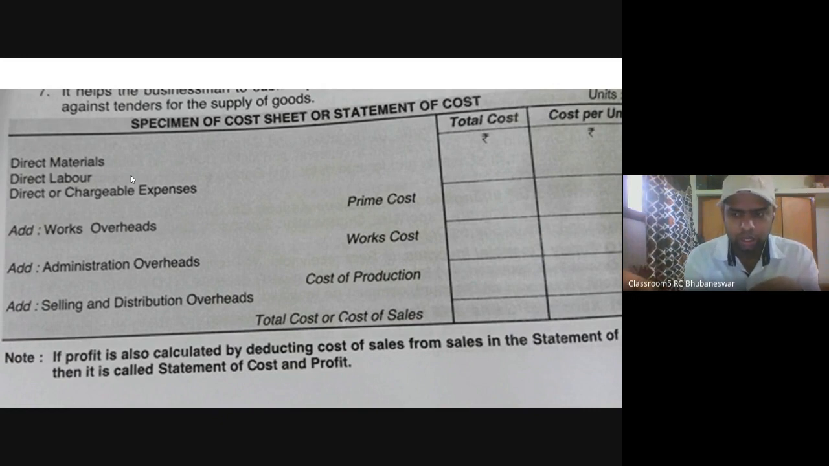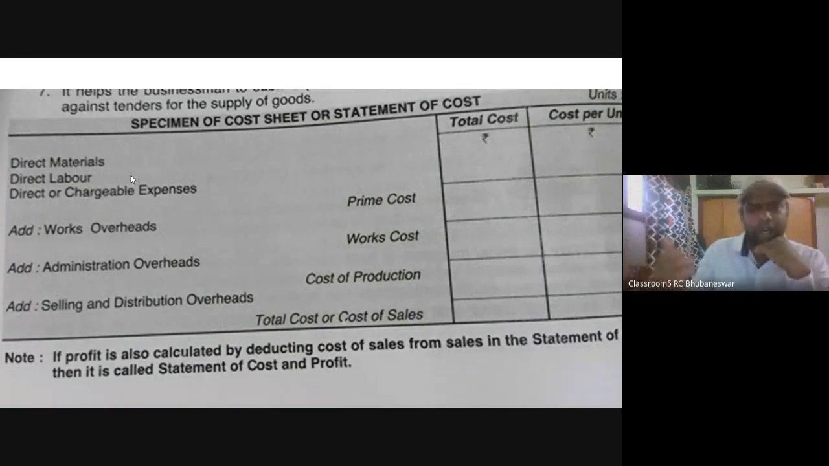It can have its alternative name as works cost or manufacturing cost, or its own name, that is factory cost. And after that we will add administrative expenses and overheads, which can be called office and administrative overheads. So after adding that one, we will get cost of production.